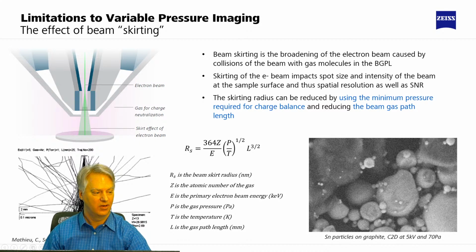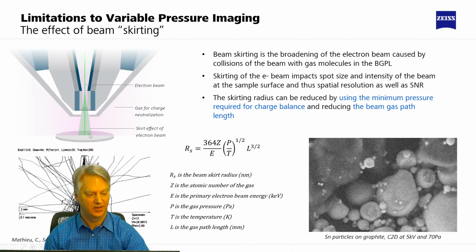This slide shows that if you have it in normal variable pressure mode, you have gas and the beam is interacting with that gas even before it hits the sample, and it's spreading out because of that. Then you have what they call beam skirting, which makes it look like it is not quite as good a resolution and things are a little bit fuzzier than they would be normally. But the benefit normally is that you get rid of your charging. So if you don't have NanoVP, this is what you'd use instead.